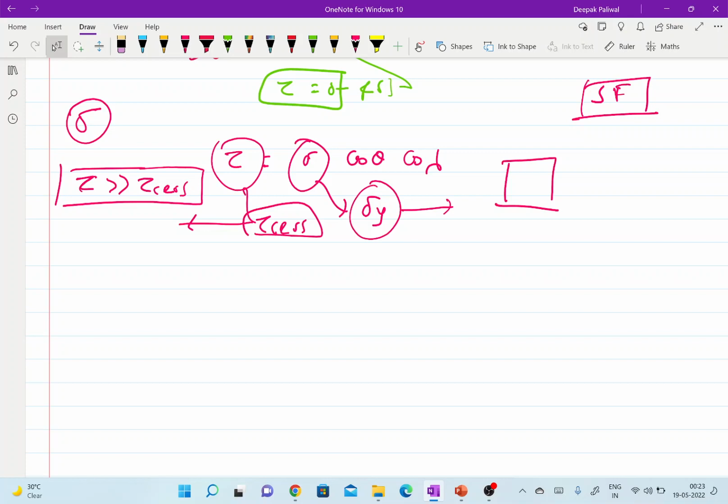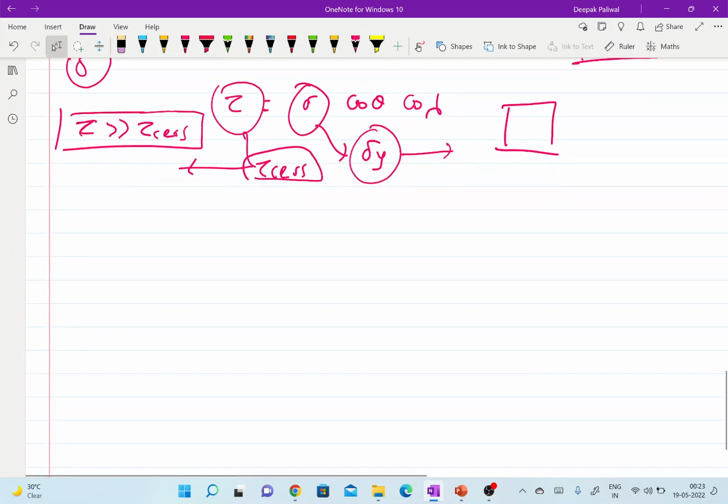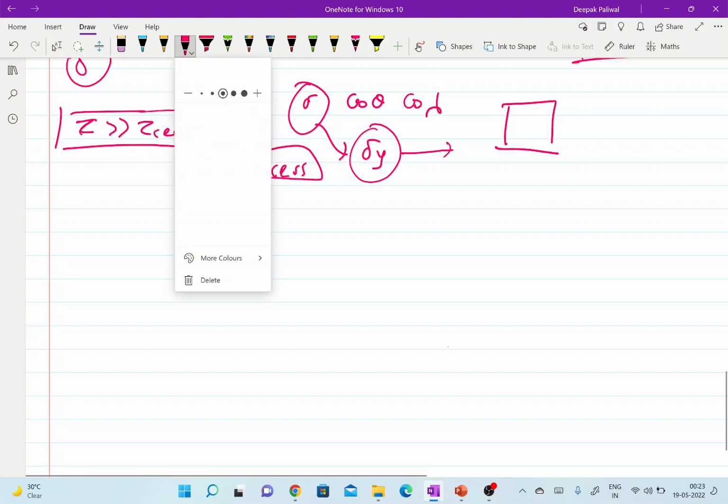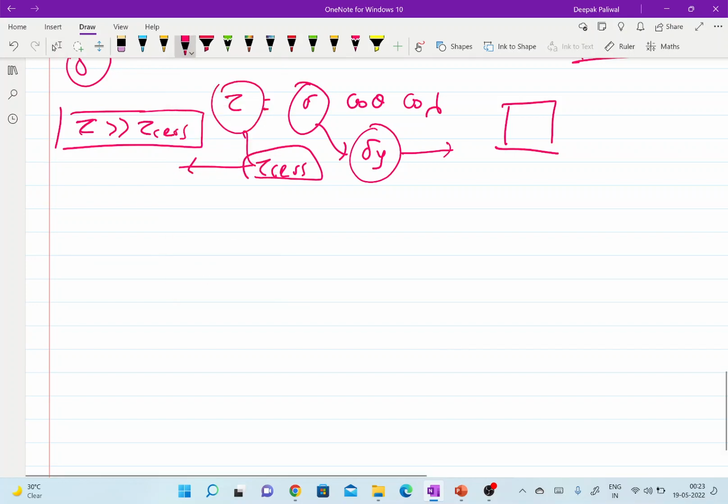In the previous lecture, we have learned about the resolved shear stress. So, in this lecture, we will talk about Schmid's law.